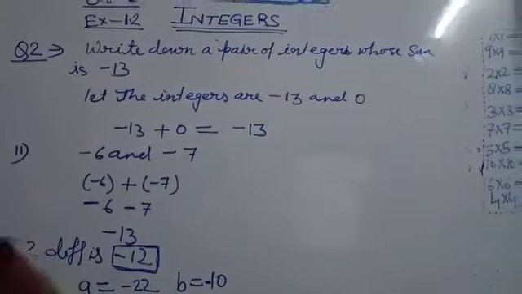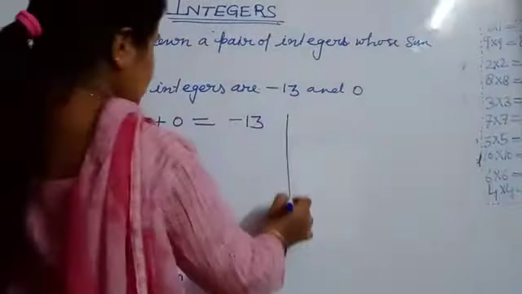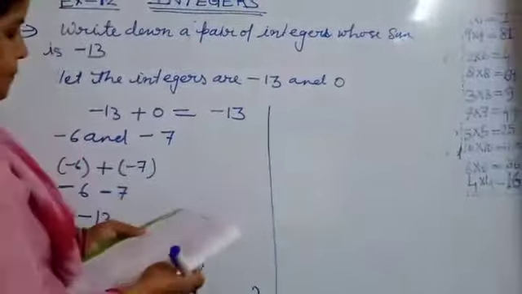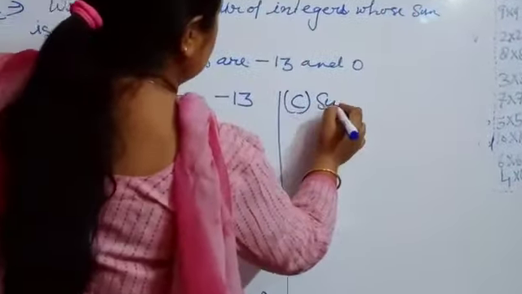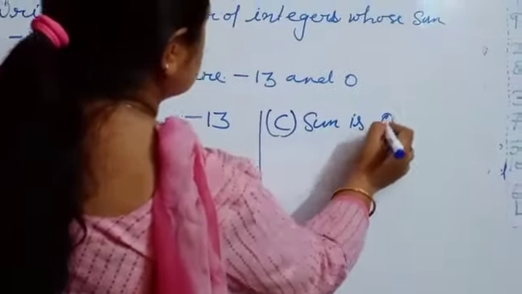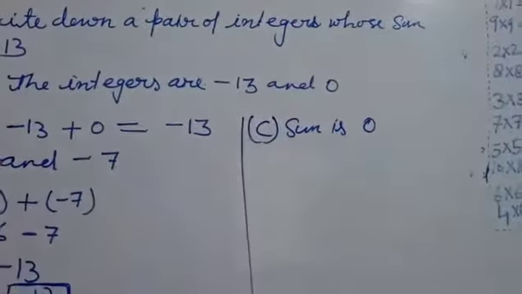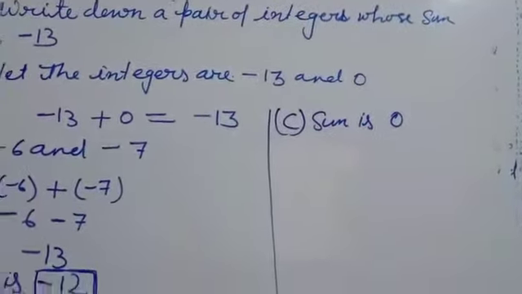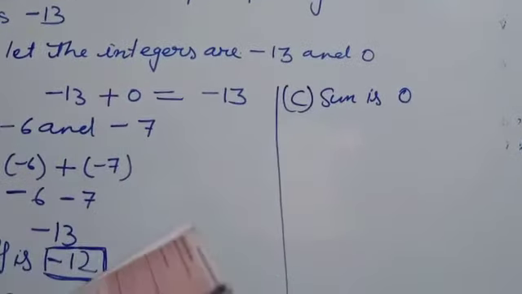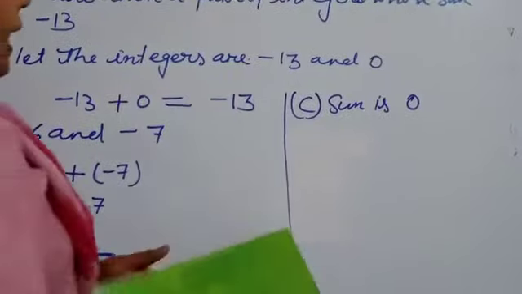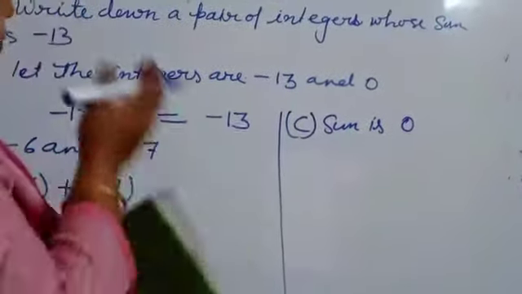Okay, now come to the C part. Sum is 0. C is sum is 0. Sum is 0 means one positive sign number and one negative sign number of the same value. If we add them, then the sum is always 0. You have learned this as additive identity, additive inverse of any number.